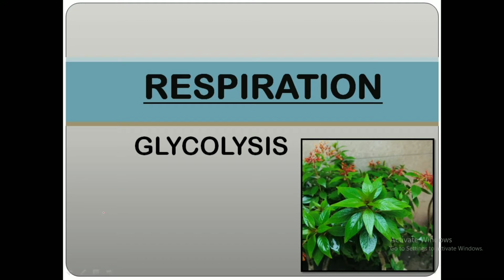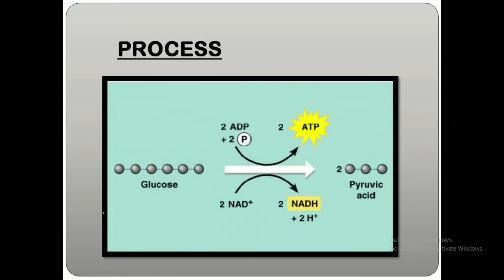Hello everyone. So this is the second part of respiration, and in this lecture we'll be discussing the glycolysis process in detail. So first of all, let us understand the complete gist of the topic. In very simple terms, we can say that in the process of glycolysis, glucose gets converted into pyruvic acid, and there occurs the formation of 2 pyruvic acid. Along with that, we have 2 ATPs and 2 NADH formed in the process.